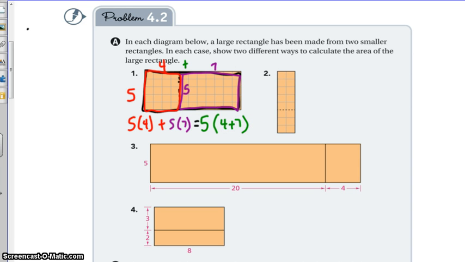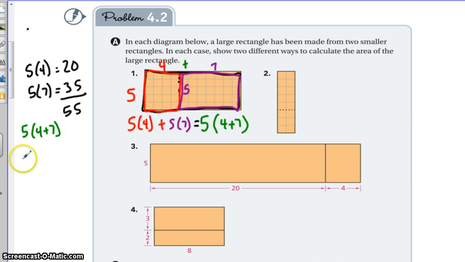Okay, now let's take a look at these. If I take 5 times 4, I get 20. And then if I take 5 times 7, I get 35. And so the total would be 55. So my area is equal to 55 square units. Now, if I come over to the green side, I get 5 times (4 plus 7). So I'm going to do what's in parentheses first, and I would get 5 times 11, and that equals 55. So they equal each other.